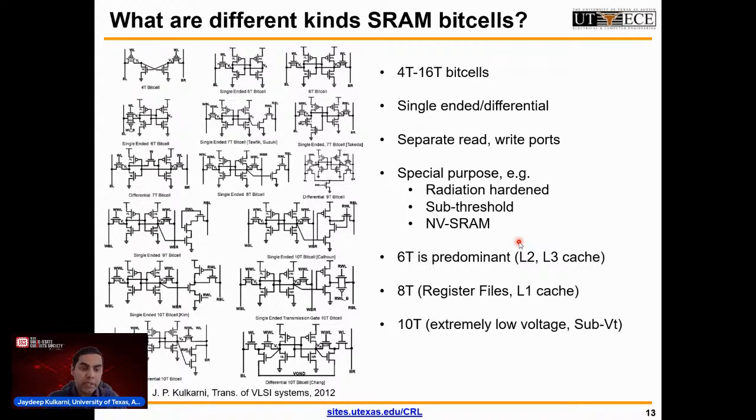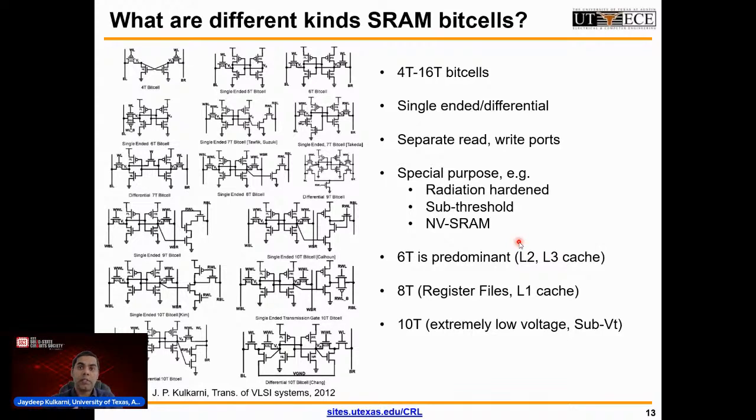So if you look at all of these bit cell topologies, we find that for high performance design, the topology of choice is the 6 transistor SRAM bit cell, which is typically used in the level 2 and level 3 cache. And as I mentioned earlier, that occupies a significant portion of the total die area. The 8 transistor one read, one write register files typically are used for a level 1 cache because they have to support simultaneous read write operations in order to feed data in and out of the central processing unit. And then the 10 transistor bit cells are used for extremely low voltage or subthreshold voltage applications.